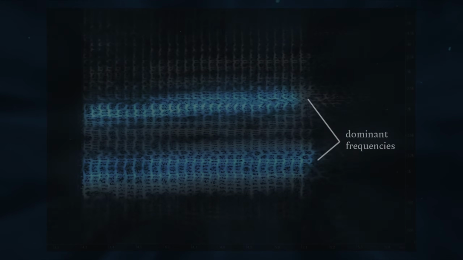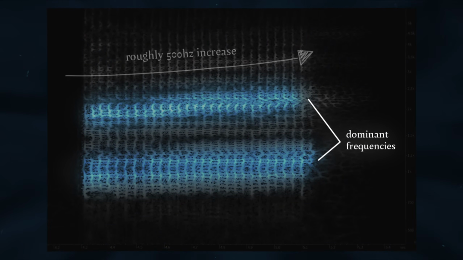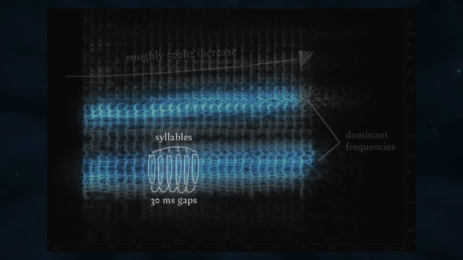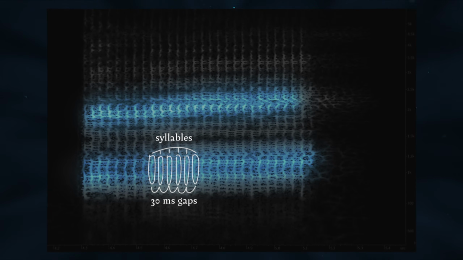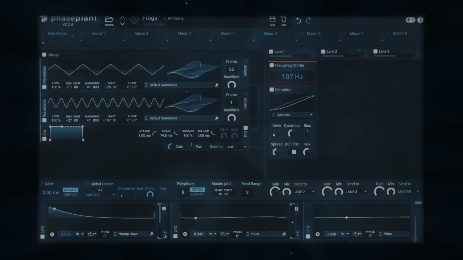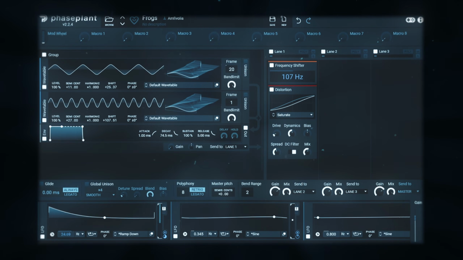These sounds are a simplified version of real frog calls. The reference croaks I used showed two dominant frequency ranges with an increase in pitch over the duration of the call as well as a roughly 30 millisecond gap between each syllable. In my version, I set up two waveforms. The first is a semi-angular sine, which in hindsight doesn't really create any harmonic interest. You would get more noticeable results using a saw or square.